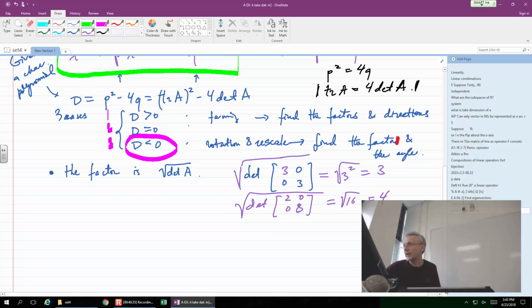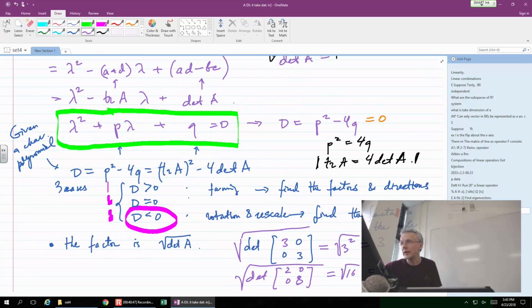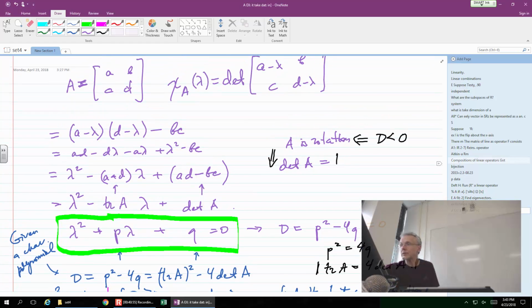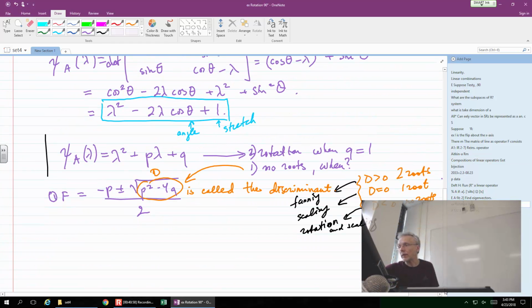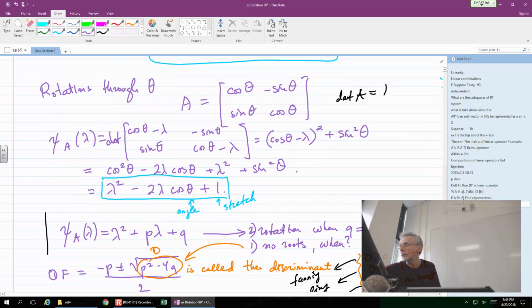Okay, so the second missing part is the angle, and we can also find it here. We kind of already know what it is. It has something to do with the trace. When q is equal to 1, then we know what the answer is right here. When q is equal to 1, the simple case of pure rotation, we have this over here, -2 cosine theta, that is my p.